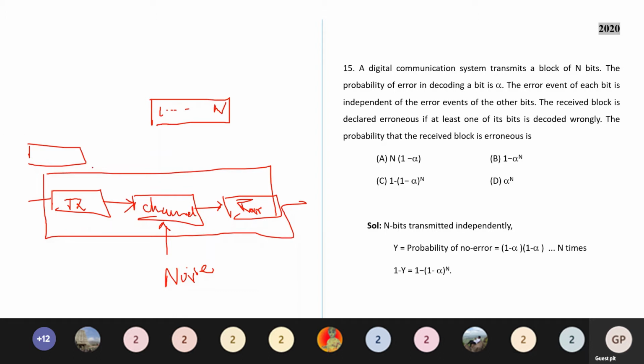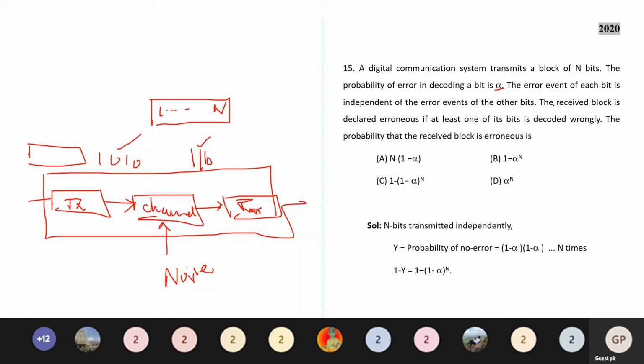Okay, so let's say the transmitted data is 1010, 4 bits. After it has traveled wirelessly and reached the receiver, the data received is 1110. As you can see, the second bit has been altered here. That will be calculated using the probability of error. So the probability of error in decoding a bit is alpha, the chance of getting an error, which we're going to take as alpha.